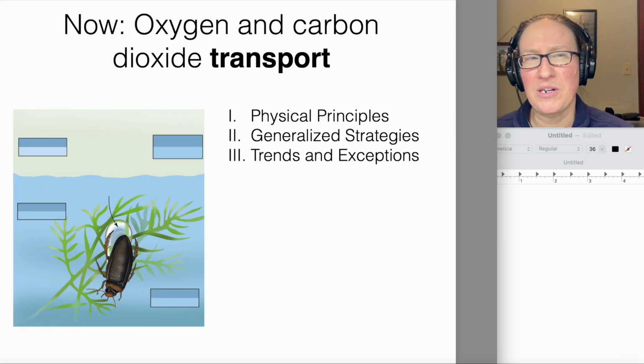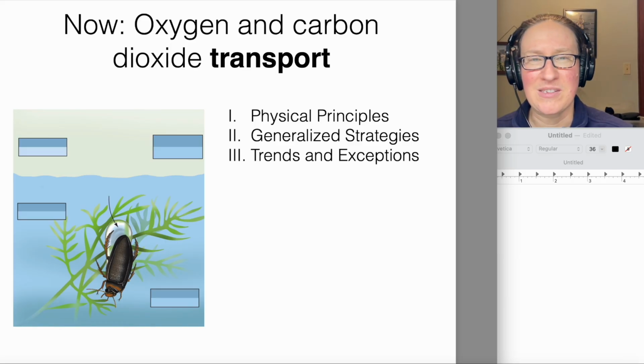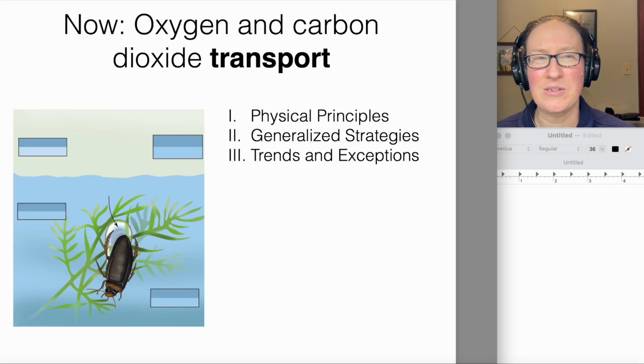I'm going to try to move pretty quickly through the first part of this because it will repeat some of the information from lecture on Friday, but I figured that doesn't hurt, and then we'll start diving into some new topics from there. So again, for thinking about oxygen and carbon dioxide transport, we start out by investigating some principles that are based in the physics and chemistry of the situation. Then we're going to talk about the generalized strategies that animals use, and then we'll start exploring some trends and exceptions in how animals accomplish these things.